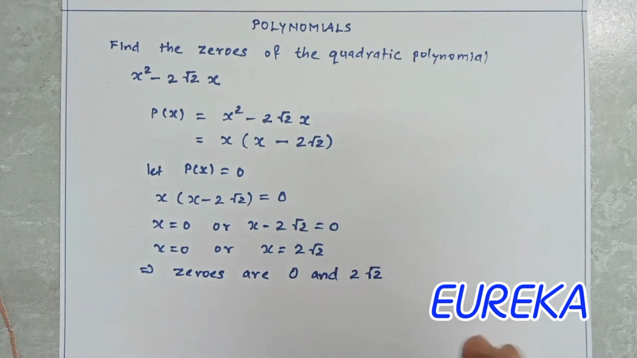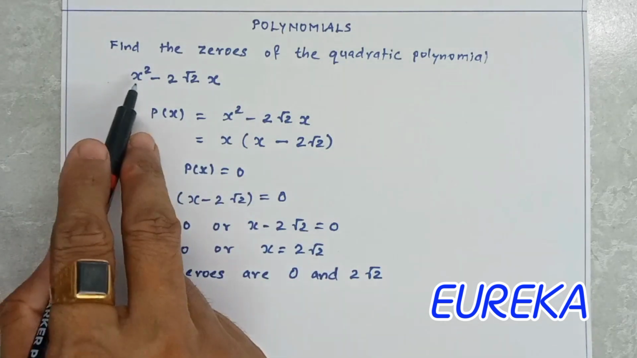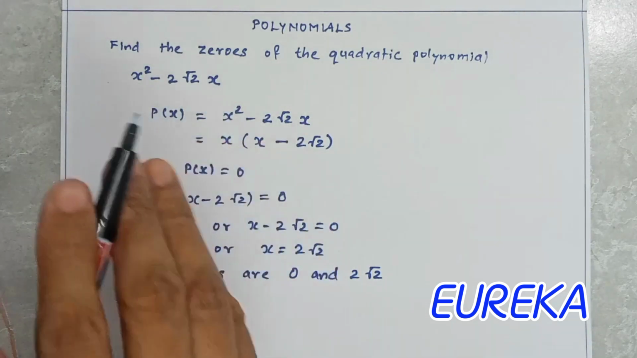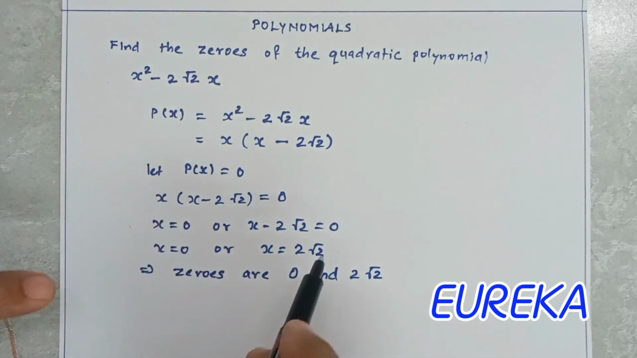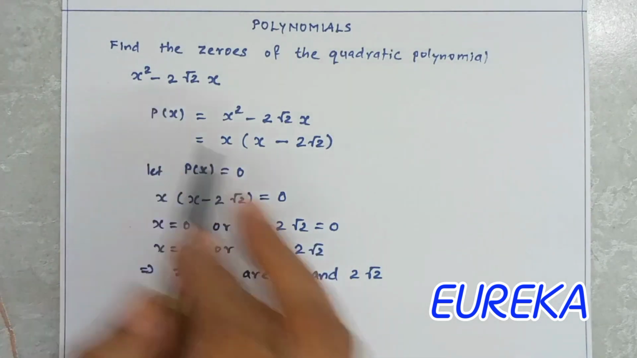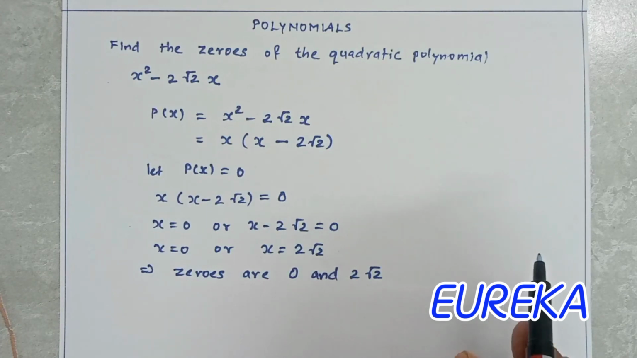Clear? So this way, how many zeros are we getting here? 2 zeros, because degree is 2. So if degree is 2, we will get at most 2 zeros. If degree is 1, we will get only 1 zero, and if degree is 3, we will get at most 3 zeros.